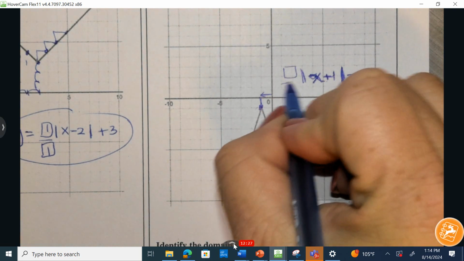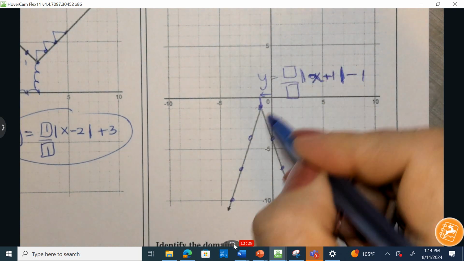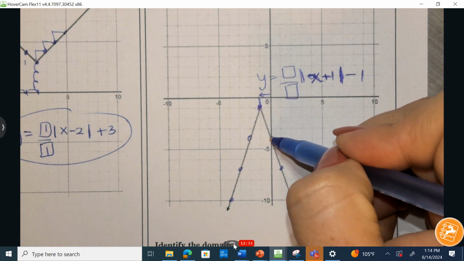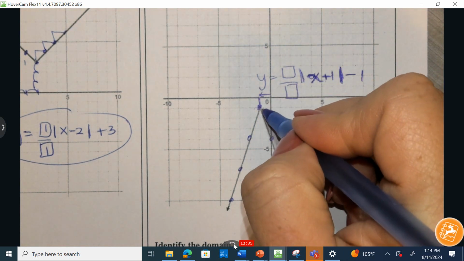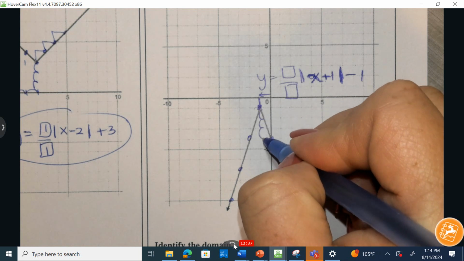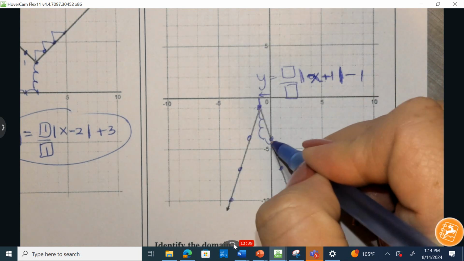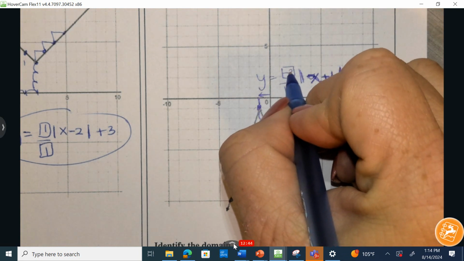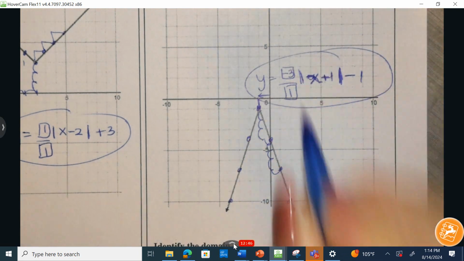Now I'm going to make my boxes. In this position, I need to go from this dot to this dot. So rise over run: 1, 2, 3. I went down 3 and right 1. Down 3, right 1. Down 3, right 1. And this is the equation.